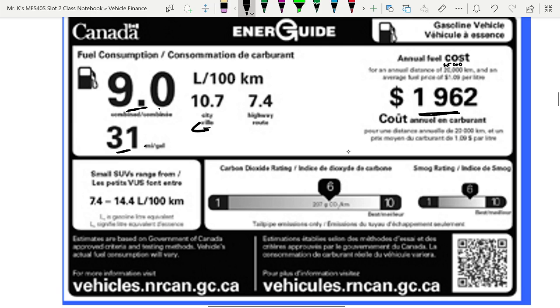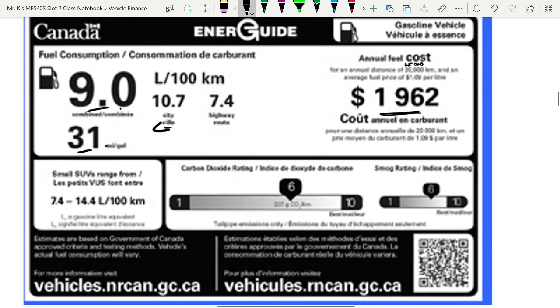The average, I can't seem to make this erase now. Oh well. The average driver tends to, according to the government, drive 20,000 kilometers per year. Now, obviously, it's an average. Some people drive more, some people drive less, right? Some people buy their car, and it's that little old lady that just goes and gets groceries and drives to church on Sunday. She's not going to get anywhere near 20,000 kilometers of driving in a year.